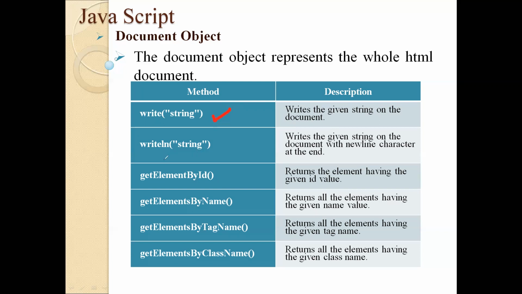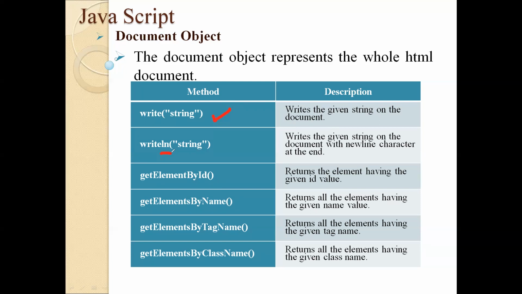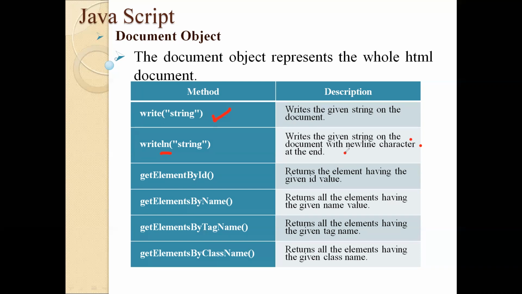There is one more method which is very similar to the above method. Here only one thing is added, that is ln, which represents line. In the above method we call write, and in the next method it is writeln. It will write the given string on the document with a new line character at the end. At the end of printing the string, a new line character is inserted automatically when we use the writeln method inside the JavaScript code. When we use the write method, no new line character is added at the end. But when we use the writeln method, a new line character is added at the end.